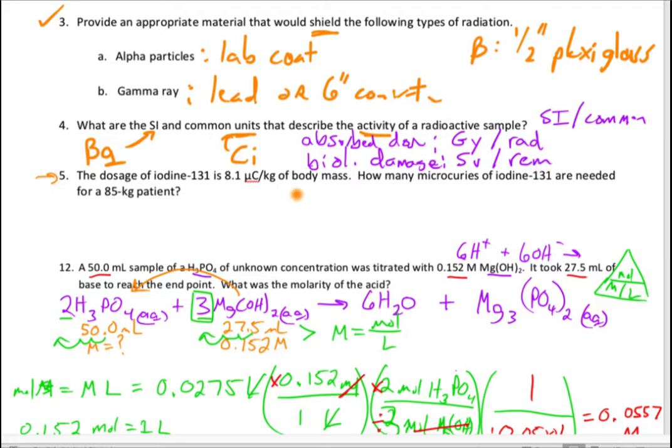So this next problem is a math problem. It's a dosage calculation problem. We're always given a couple of pieces of data. One, the mass of the patient, and then what is the dose of that particular type of radiation. It's always in activity per body mass.